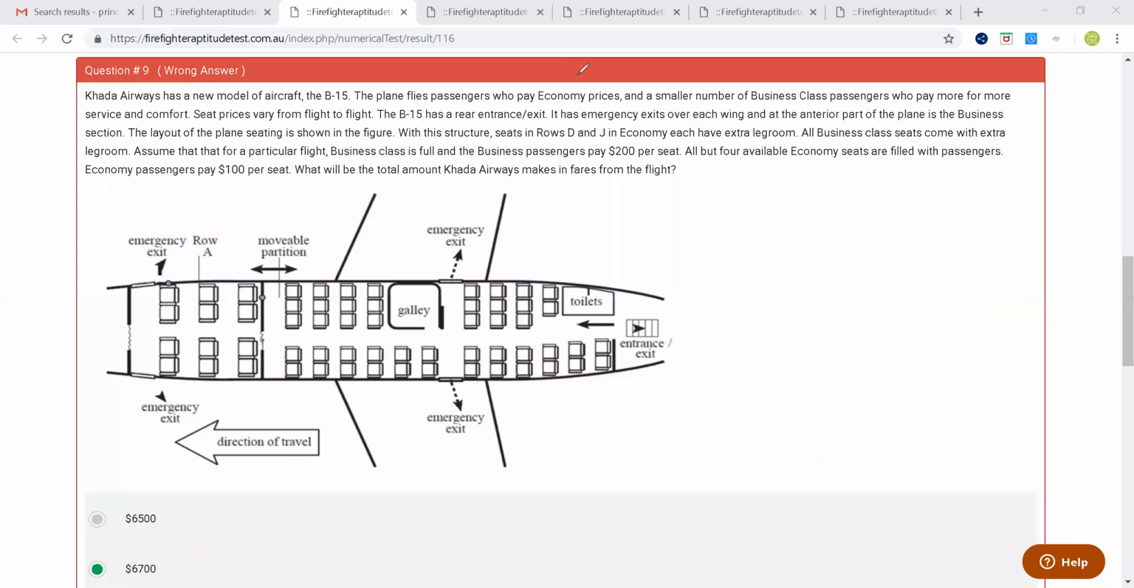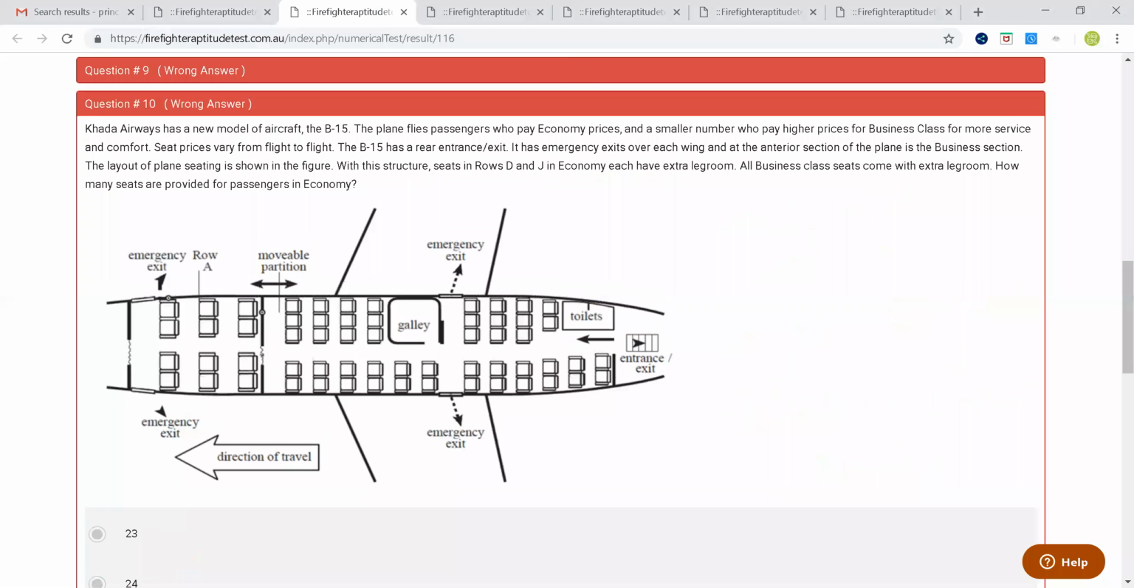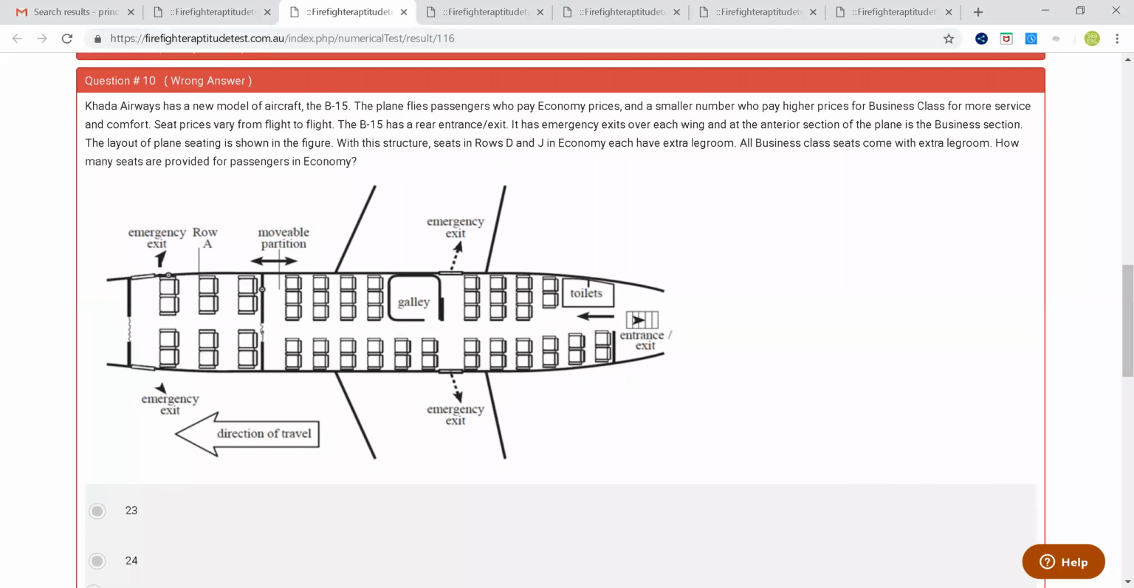So that's done. Next, in the same one. So that's good because you read the passage once and try to understand the setup on the first go, so that you can answer the questions as well. Yep, all business seats come with extra legroom. How many seats are provided for passengers in economy?